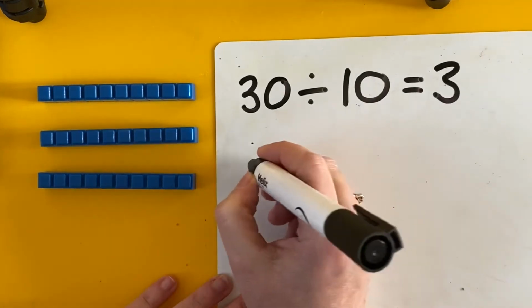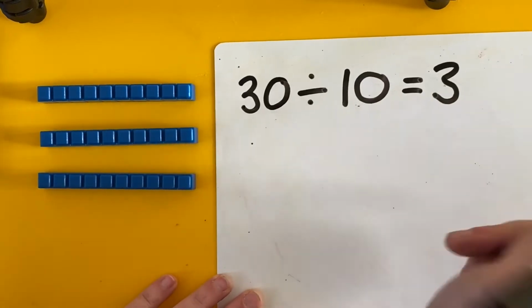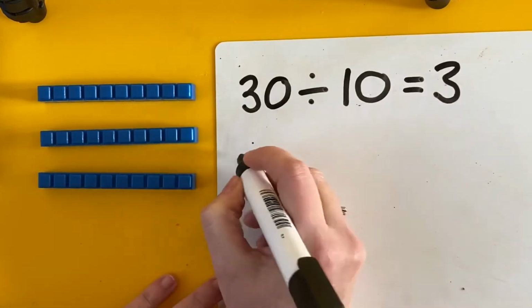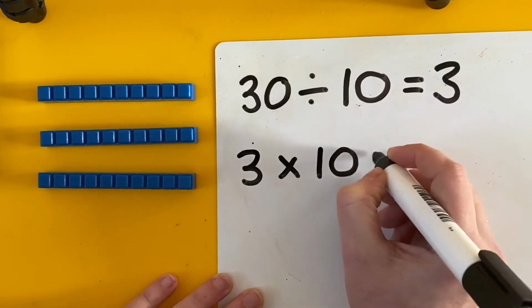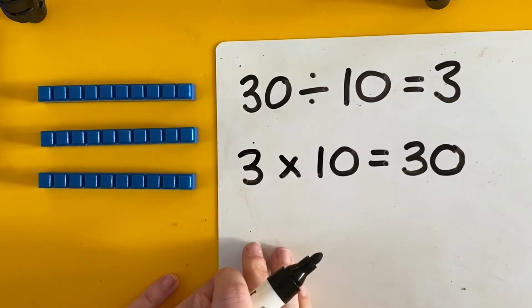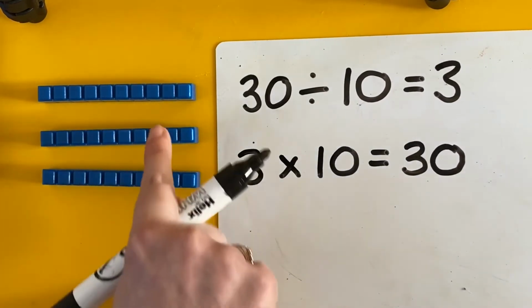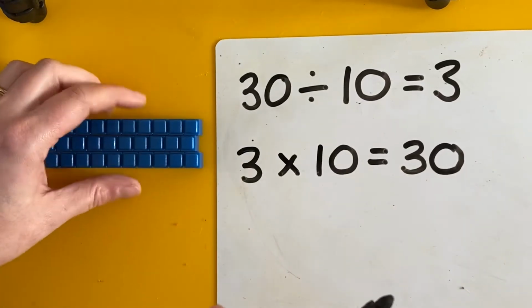If 30 divided by 10 equals 3, let's flip that around. 3 times 10 equals 30. 3 lots of 10 equals 30 altogether.